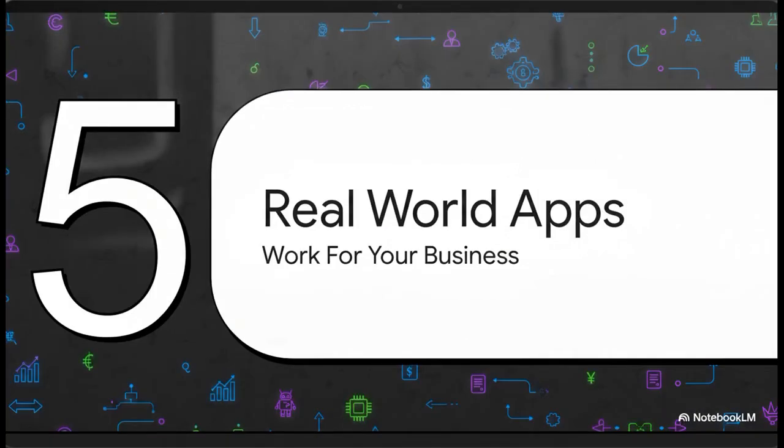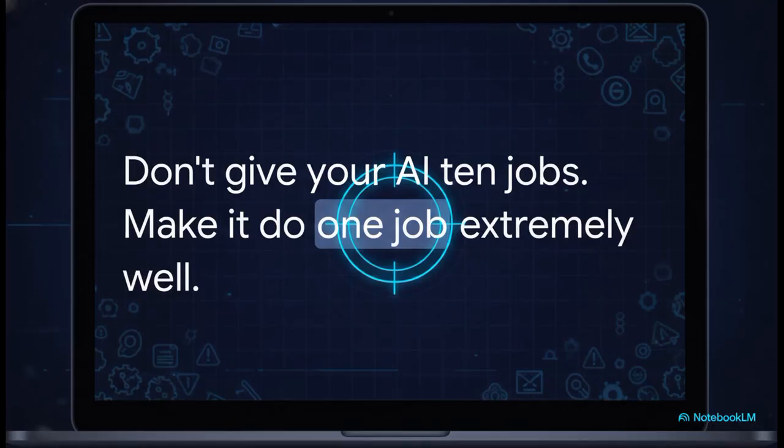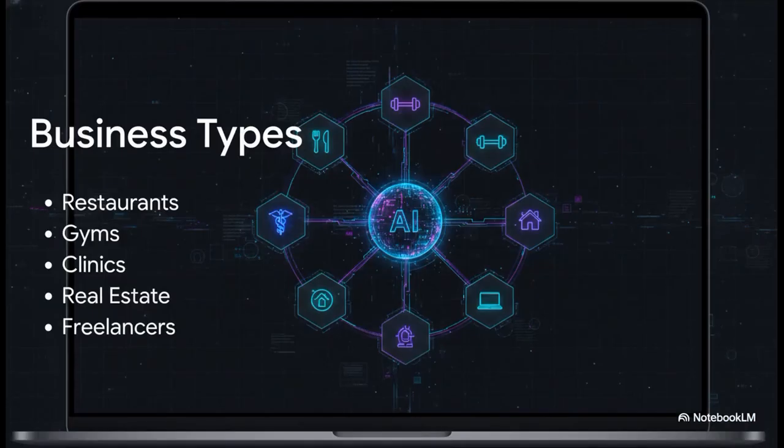So, how does this actually play out in the wild? Let's check out some real-world applications for your business. Really quick, before we look at specific industries, I want to give you a massive pro tip. Do not try to make your AI do 10 different jobs at once. When you're just starting out, don't make it a sales rep, a tech support agent, and a booking coordinator all at the same time. Make it do one single job, and make it do it extremely well. Hyper-focus equals high quality. Think about the everyday headaches this solves across all kinds of businesses: restaurants, gyms, tech shops, dental clinics, real estate, you name it.